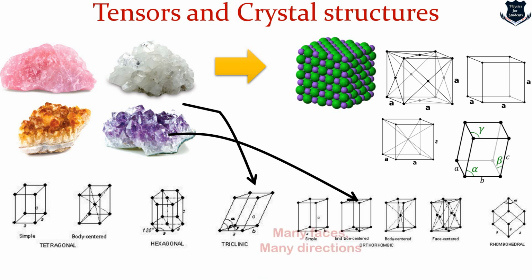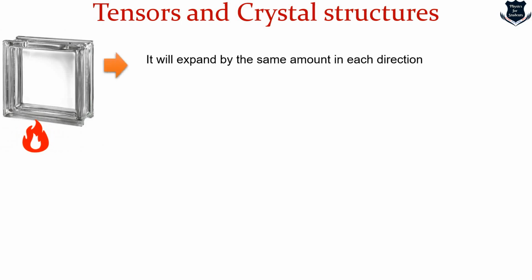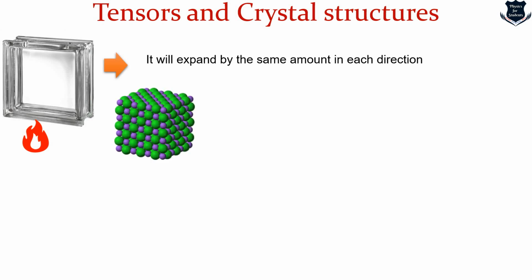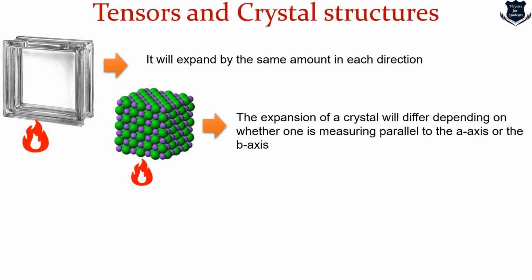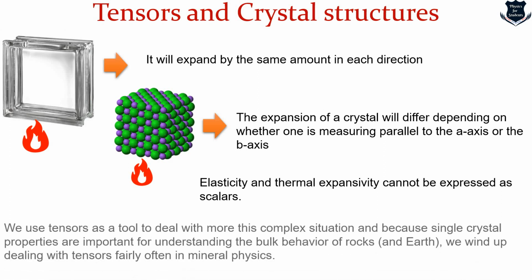Let us quickly look into the next part of our video. So many faces and many directions actually force us to use tensors. Now let us see a very simple example. If I take a glass, and if I heat it, then I can tell you that it will expand by the same amount in each direction. This is a property. But if I take a crystal and if I start heating it, you will see the expansion will differ depending on whether one is measuring parallel to the A or B or X and Y axis. So that is why the elasticity and thermal expansivity cannot be expressed as scalars.